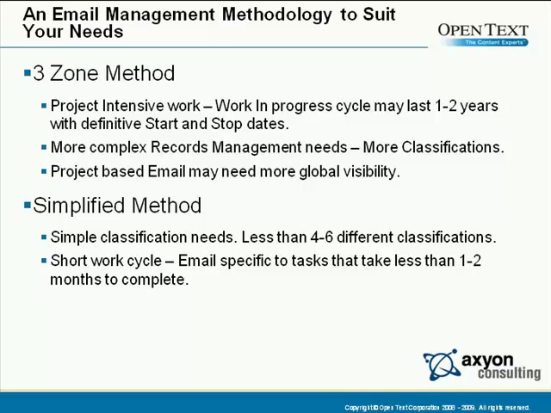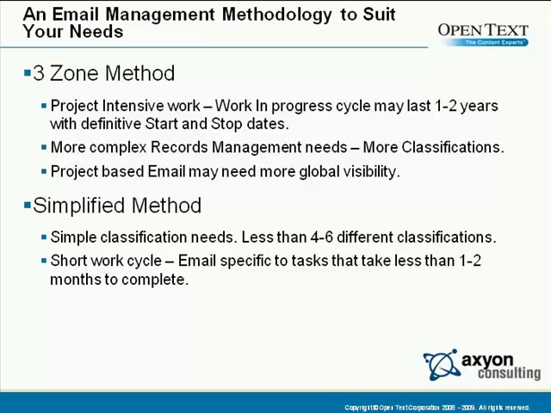email needs to be more globally and company visible. So as it's classified as records, or classified as business relevant content, it's easily used by other members of the organization. So the simplified model approach may be more appropriate when the classification needs are just simply more basic.